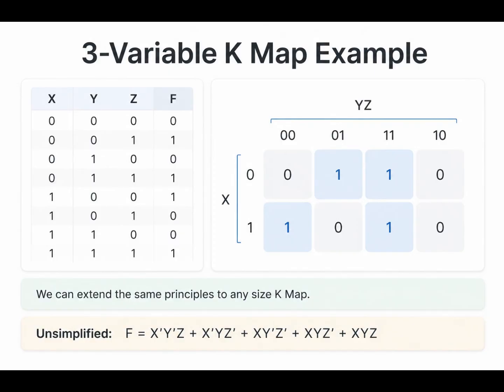We can easily scale this up. Here is a 3-variable truth table mapped onto a 2x4 grid. Notice again that the horizontal axis uses the gray code sequence. Our unsimplified equation is quite long, so let us see how looping can clean this up.